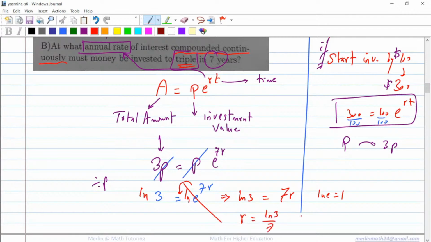Go to your calculator. How much do you get in decimal? 0.1569. Now do you leave this answer that way? No, the rate is usually in percent. So this is a value. In percentage, you multiply by 100, so this becomes 15.69 percent. That's it.